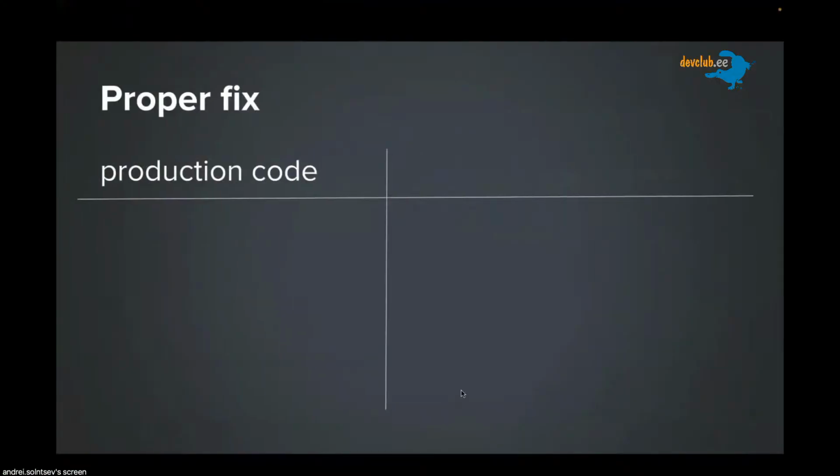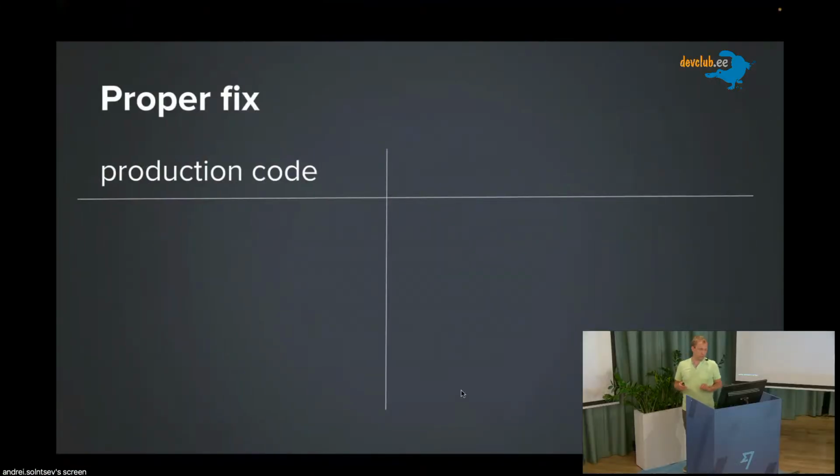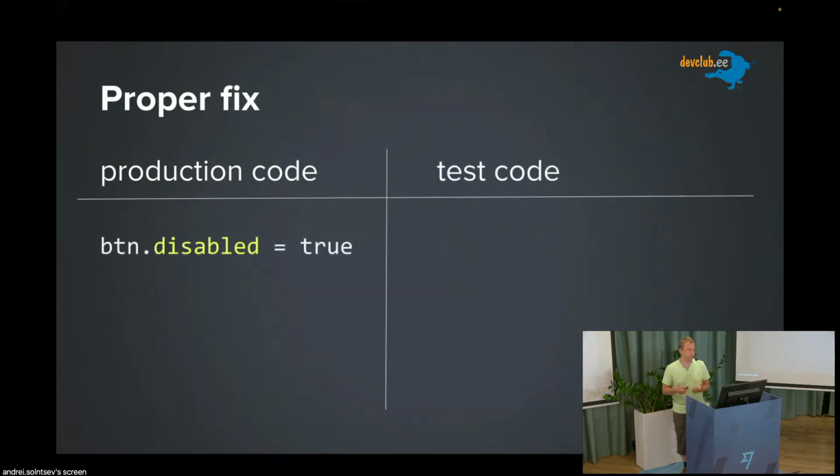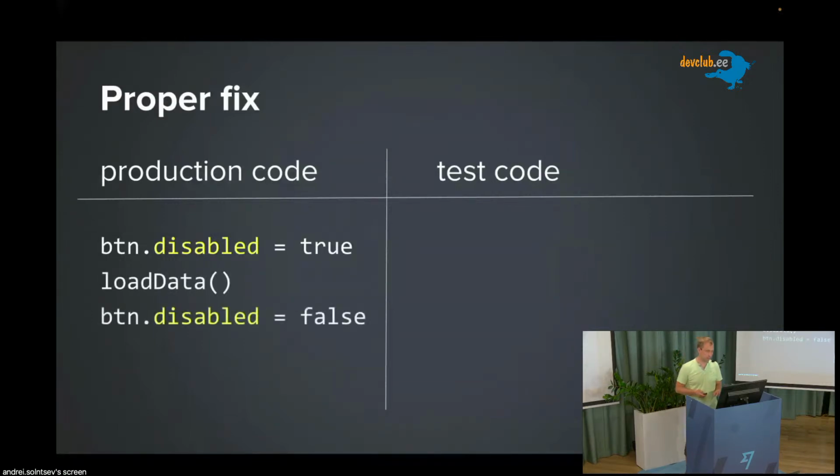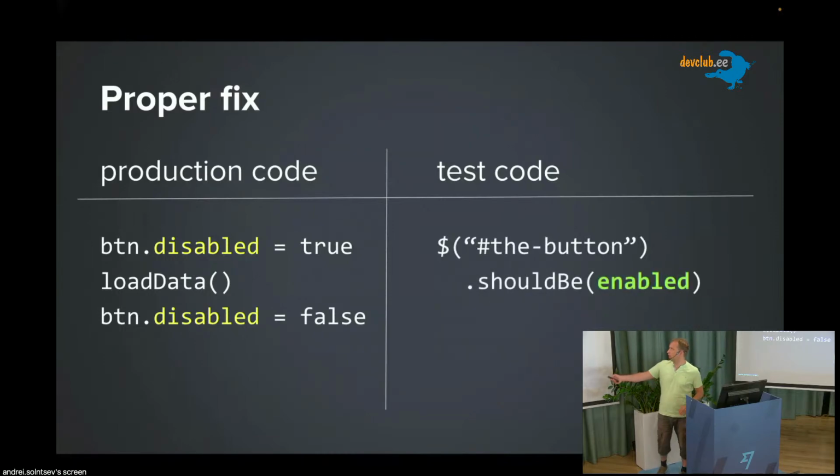And I would say that I would fix this issue like this. In production code, I would disable the button in the very beginning, or even probably hide the button. Then load all the data, and only then enable the button. For me, this is proper behavior of the application. And it would allow me, on the test side, to first wait until this button is enabled, and only then click it. Easy. It would be a really stable test without any problems.